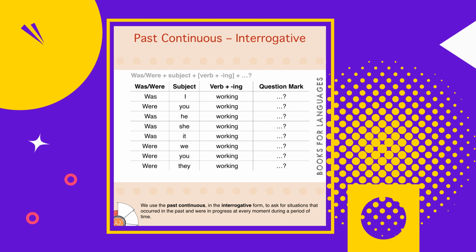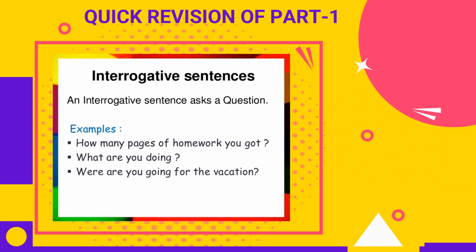So what we have learned so far from this slide is that we use the past continuous in the interrogative form to ask about situations that occurred in the past and were in progress at every moment during a period of time. Now that we are done with present continuous and past continuous interrogative sentences, let's do a quick recap of what exactly interrogative sentences are.